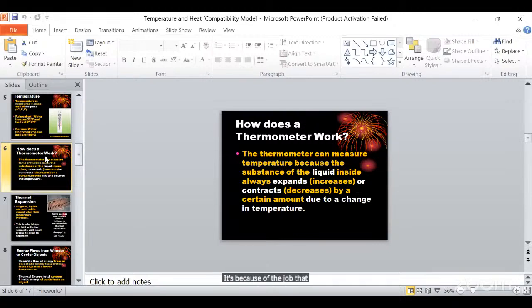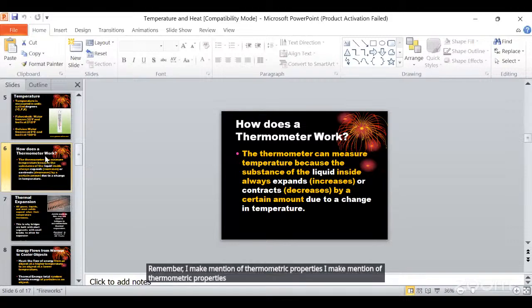How does a thermometer work? Remember, I made mention of thermometric properties of different materials in the class. Remember that?